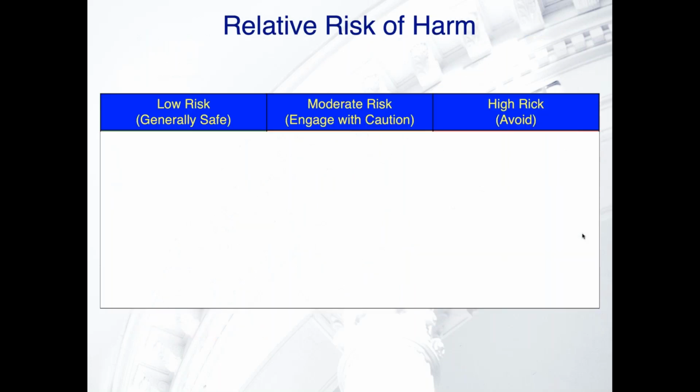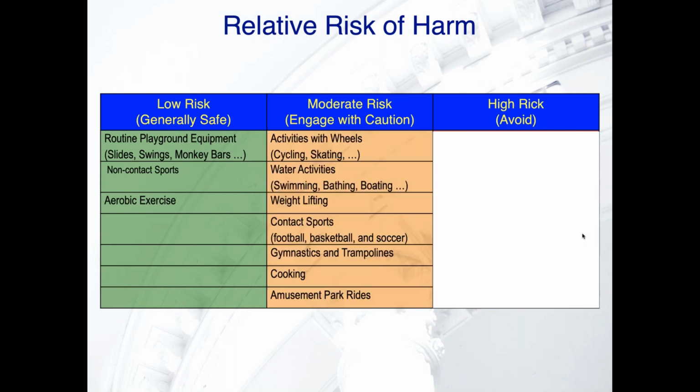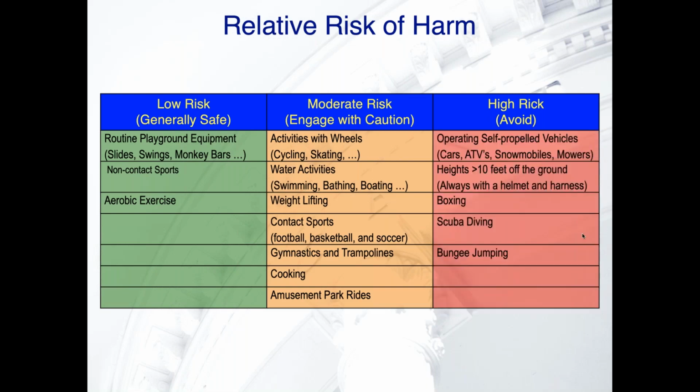I put this slide in here just to show a general overview. So I would consider these to be low risk activities: routine playground equipment, non-contact sports like golf or volleyball, and aerobic exercise. Things in which you've got to be more cautious: anything with wheels, anything with water, weightlifting, contact sports, and please notice I put basketball and soccer under contact sports, gymnastics and trampolines, cooking, and amusement park rides. Now, things that I normally suggest people avoid: self-propelled vehicles, heights more than 10 feet, boxing, scuba diving, and bungee jumping.